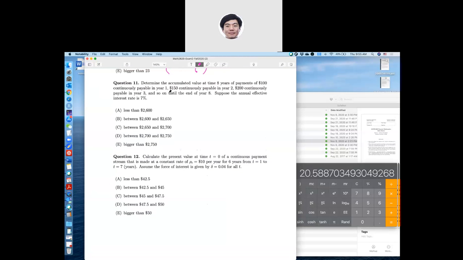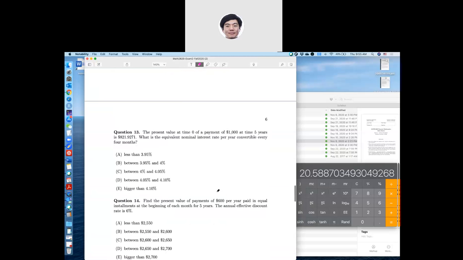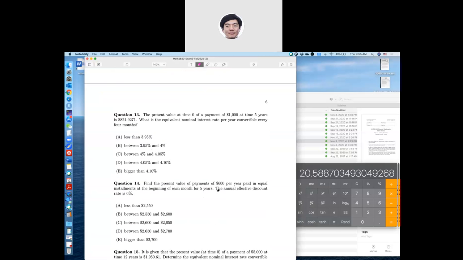It looks complicated because it's continuously payable, so you must apply the formula. The next one, well, we even have force of interest. So let's give up for now. Let's move to 13. The present value at time 0 of a payment at time 5 is, okay, so this we can solve.